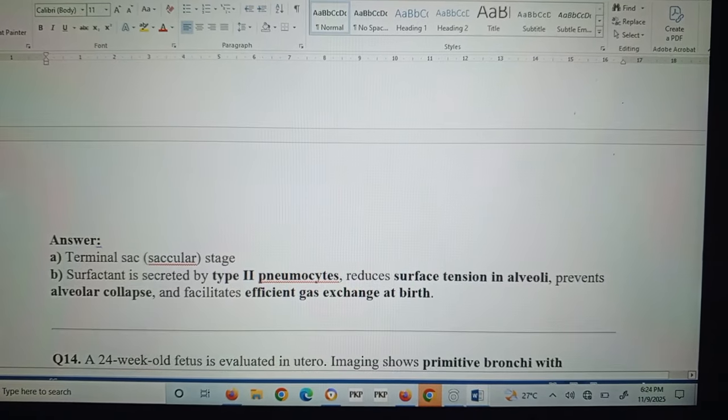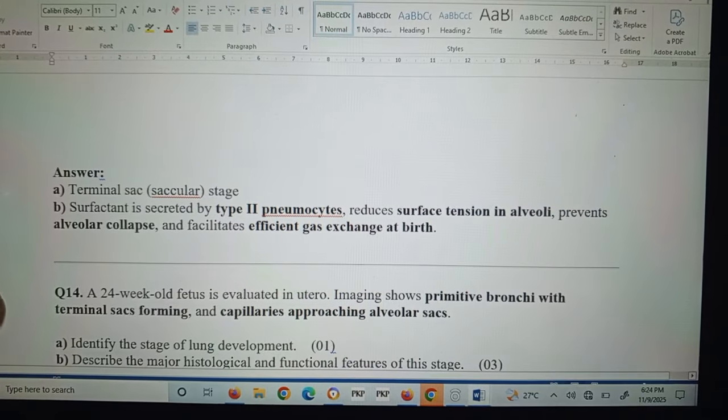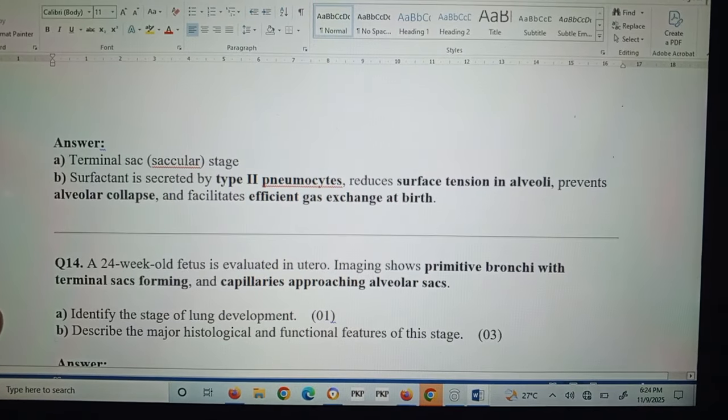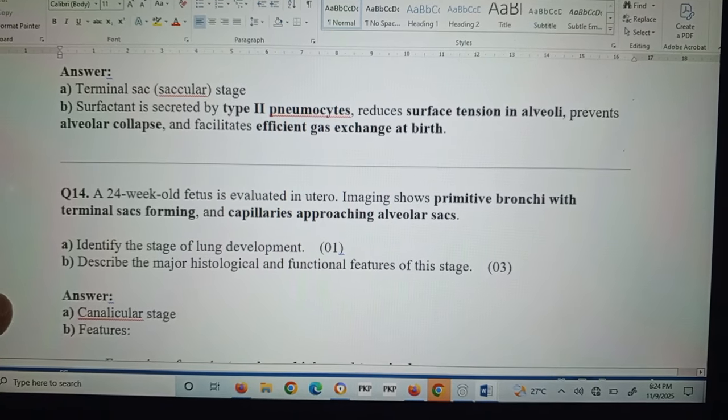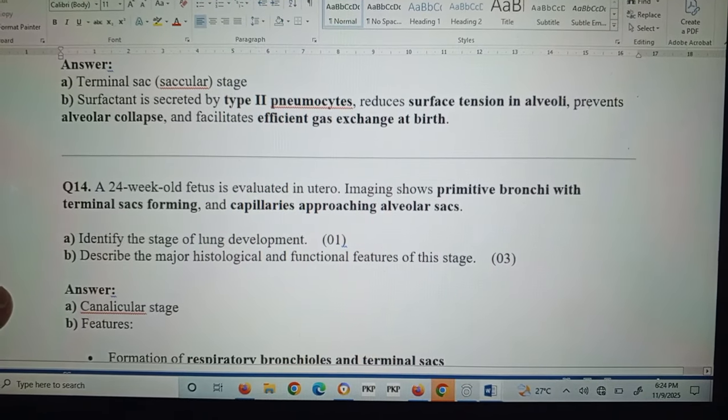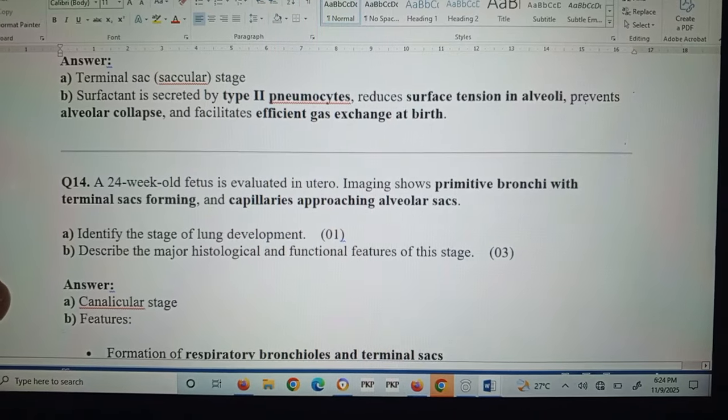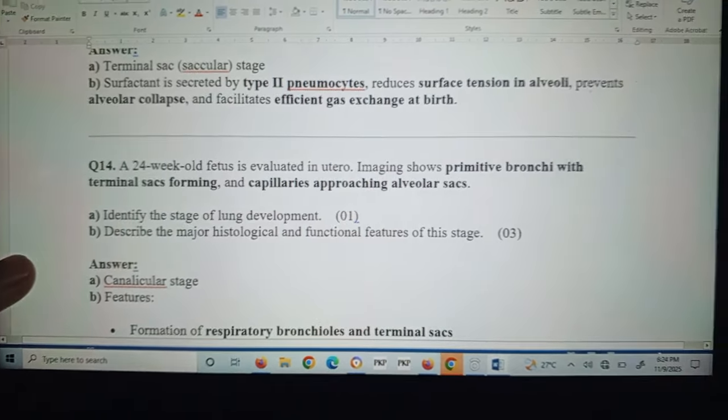This is the terminal saccular stage. Surfactant is secreted by type 2 pneumocytes, which is usually asked in the viva, OSPE, and MCQs as well. It reduces the surface tension in the alveoli, prevents alveolar collapse, and facilitates efficient gas exchange at birth.